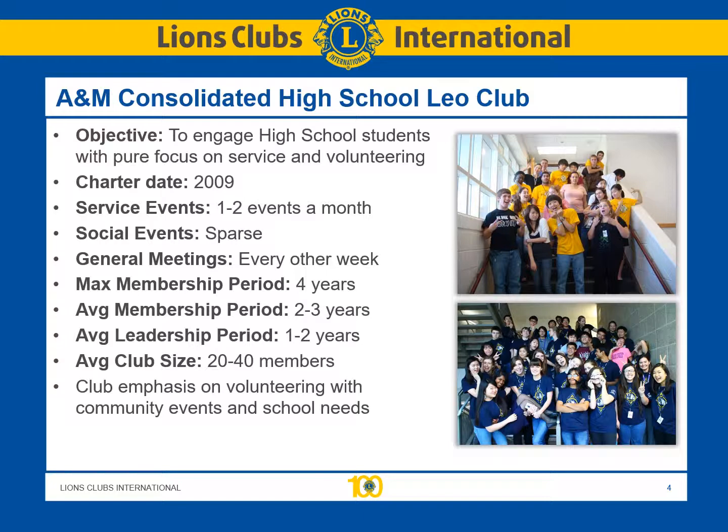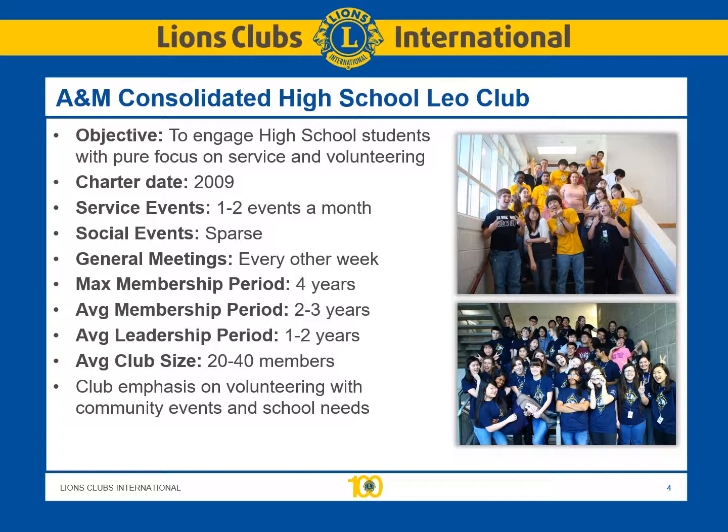So we chartered in 2009, and we had around 1 to 2 service events a month, which I think is pretty often for a high school club. The social events were very sparse. We really didn't have time to do a lot of socials. Our general meetings were every other week, and in our demographics, we saw a max membership period of around 4 years, with an average length of about 2 to 3 years per member.